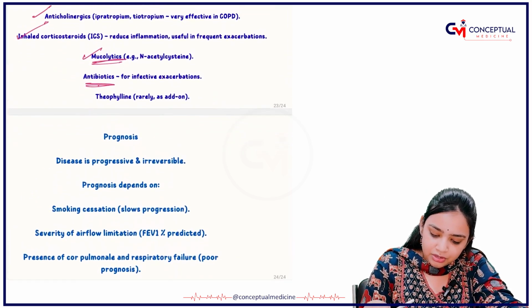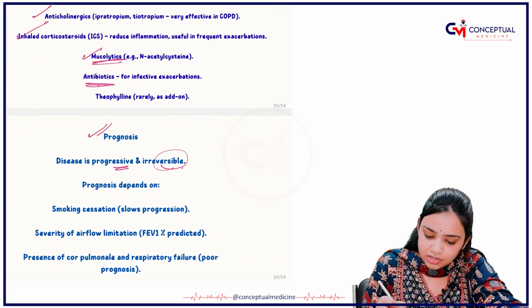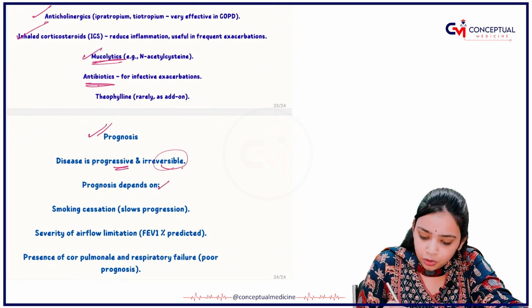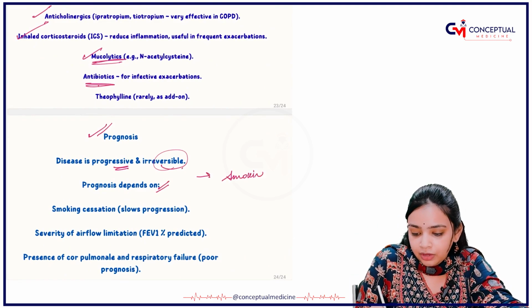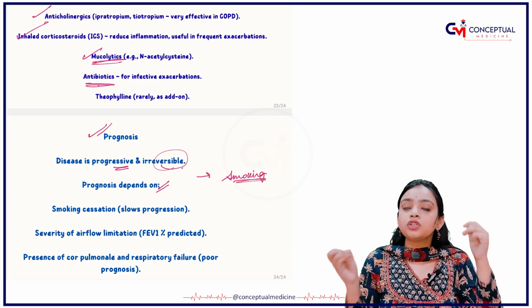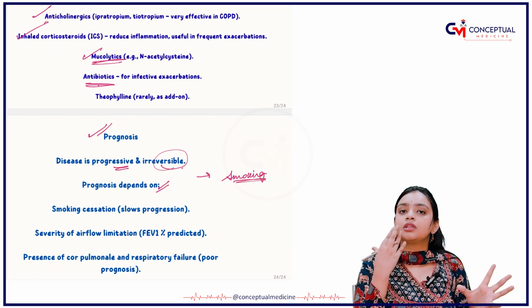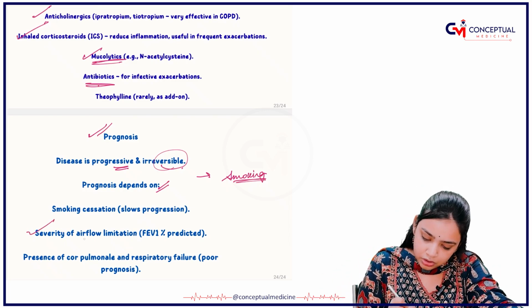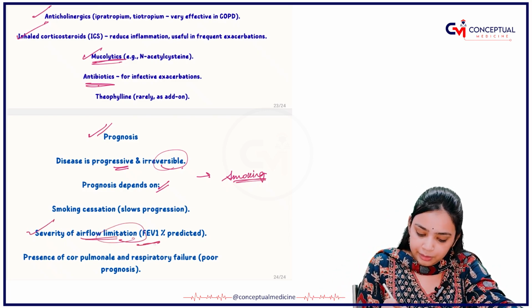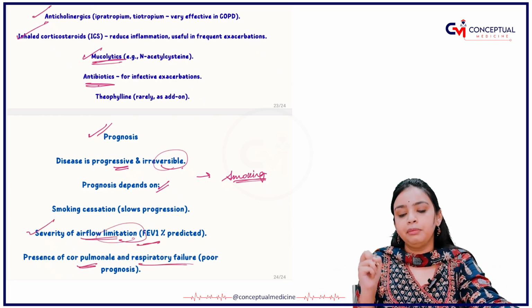Next, what is the prognosis? The prognosis is that this disease is very progressive and irreversible. And the prognosis basically depends on the very first thing, that is your smoking. If the person is not smoking much, then there are chances that the person will recover at a faster rate. It also depends on the severity of airflow limitation and the presence of cor pulmonale.